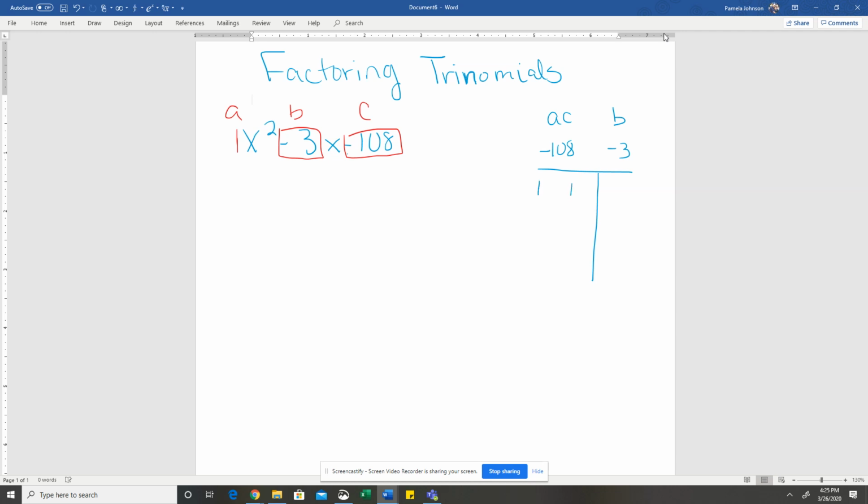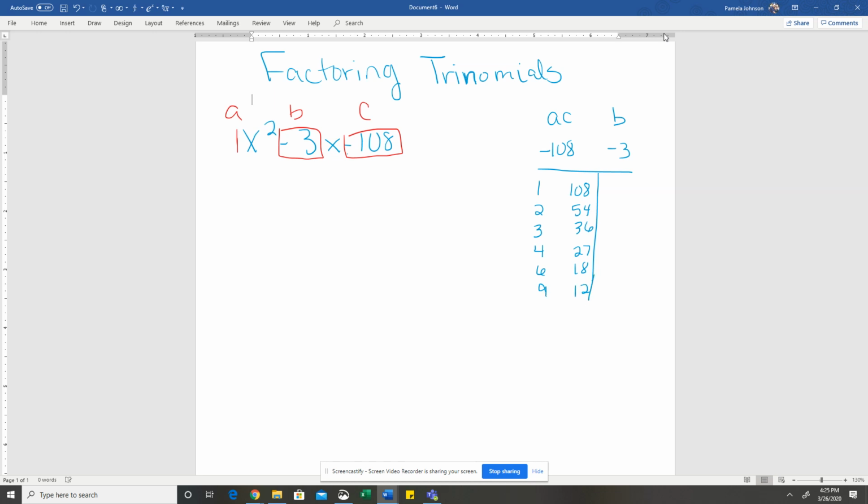So I have 1 and 108. I have 2 and 54. I have 3 and 36. 4 and 27. 6 and 18. And 9 and 12.